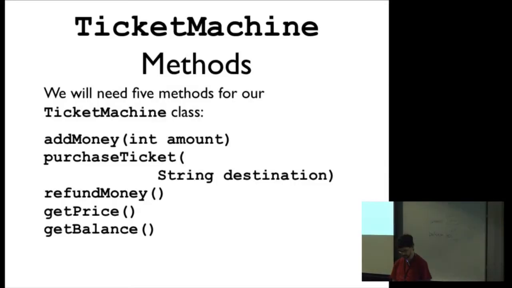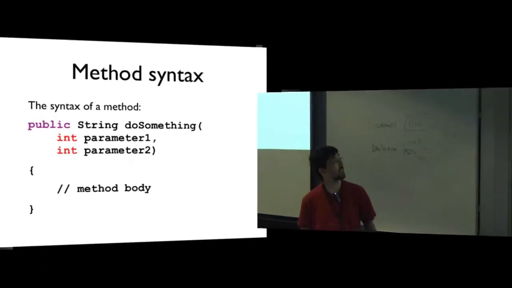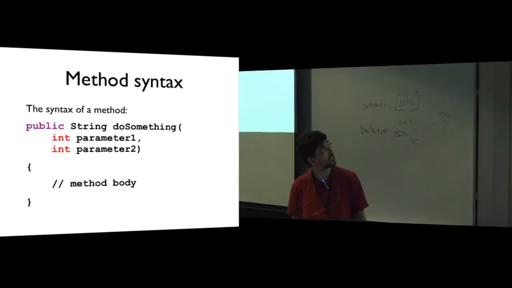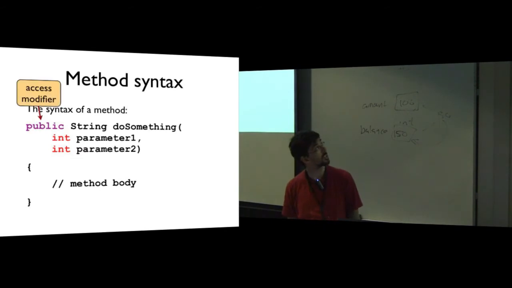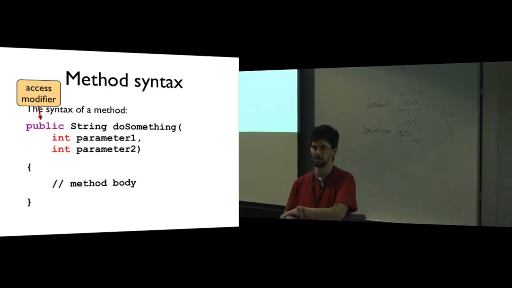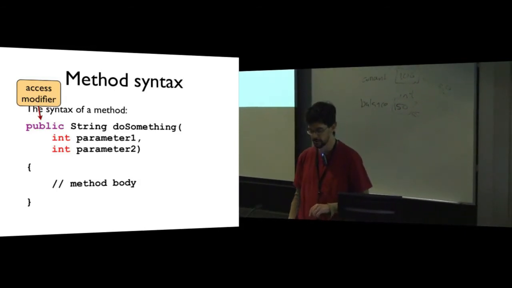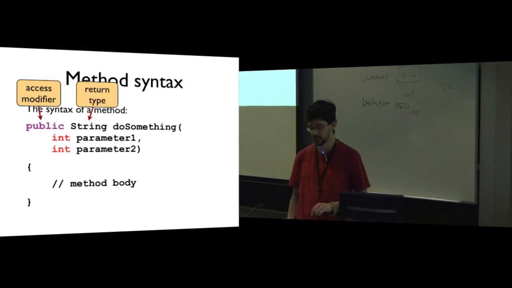So generally the syntax for adding a method looks like this. We have, again, an access modifier. Usually your methods will be public, or at least for the time being. Sometimes you want your methods to be public and sometimes you want them to be private, but we'll find that out later. You have a type, which is a return type, which I'll deal with in a second.